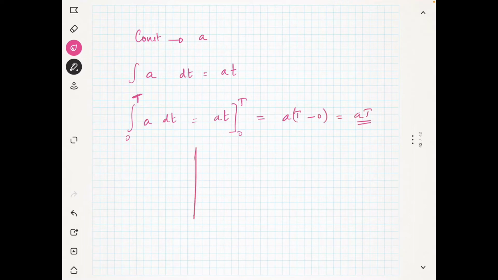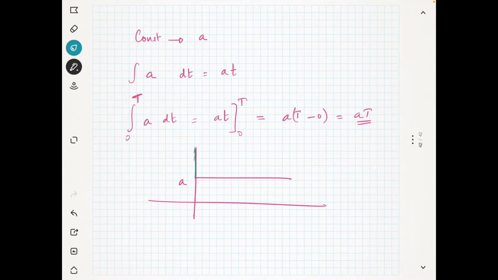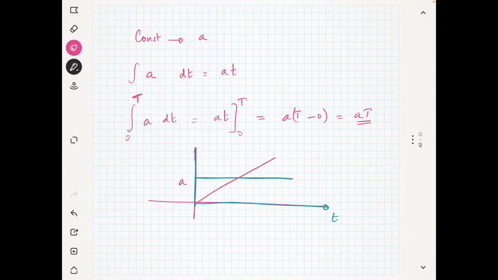If you have a constant, say this is a constant and this is the time, then the integral of that constant will be like this. So this is the integral.